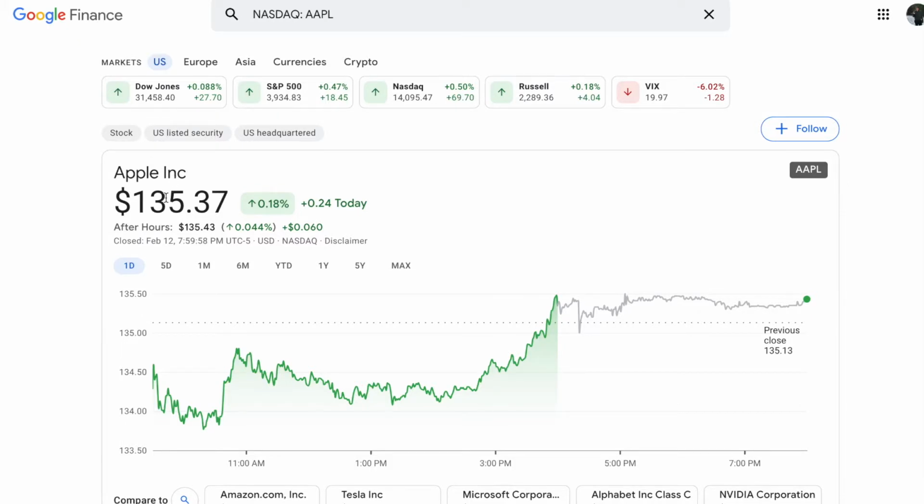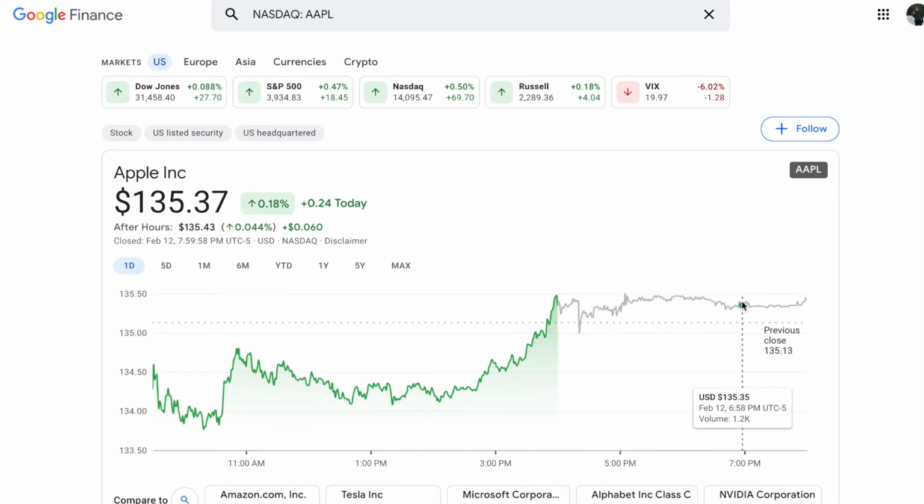I'm looking at Apple Inc. here. If I wanted to buy one single stock of Apple Inc., I'd have to pay $135.37 because that is the current valuation the stock is at. As you can see right here, Apple Inc. went up 0.18% or 24 cents throughout the day. This chart, known as the trending line, allows you to understand how the stock moves throughout the day. As you can see, at the beginning of the stock market day, it opened at about $134.28, and throughout the day, it ended up at $135.34.